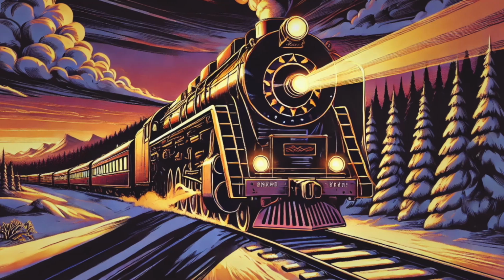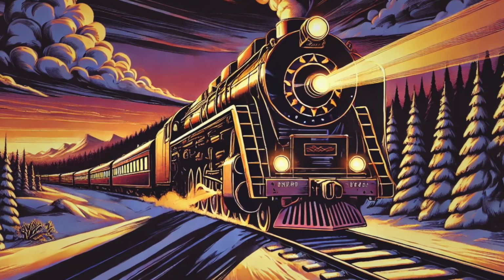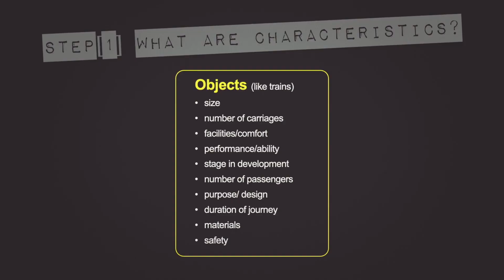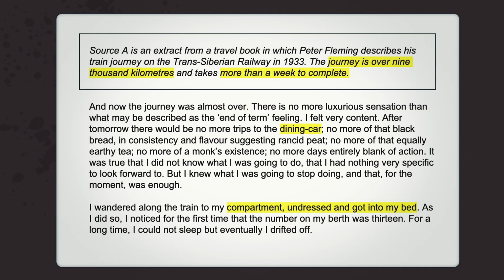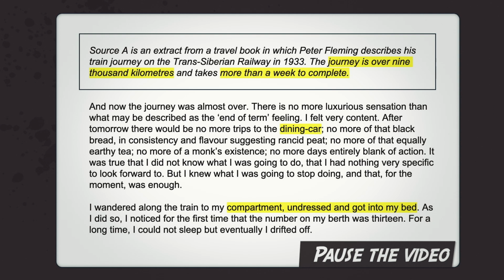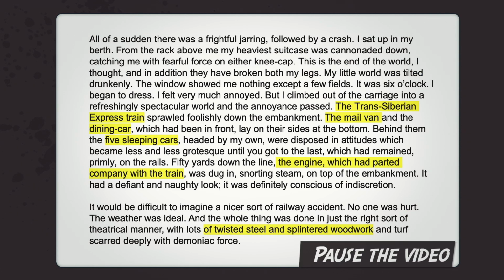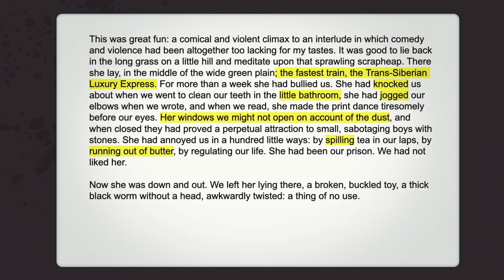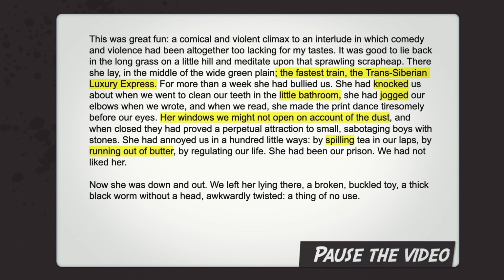Pause the video on each of the upcoming pages and read through to see what I've highlighted. I'll explain some of them in a moment. For now, think about what we can infer about the train for each one. Press pause and read now. Pause and read here too. And finally pause and read here.